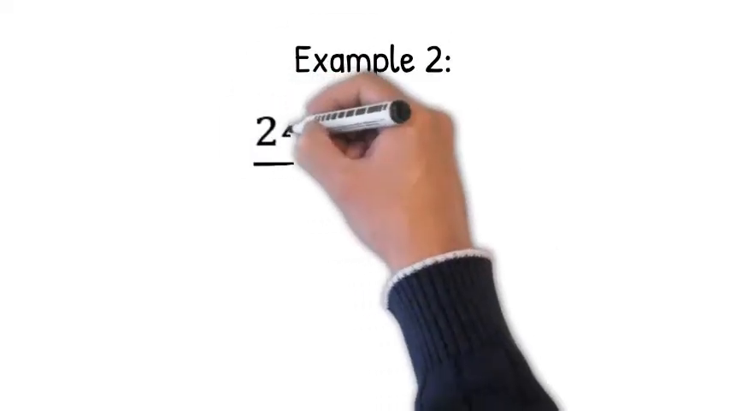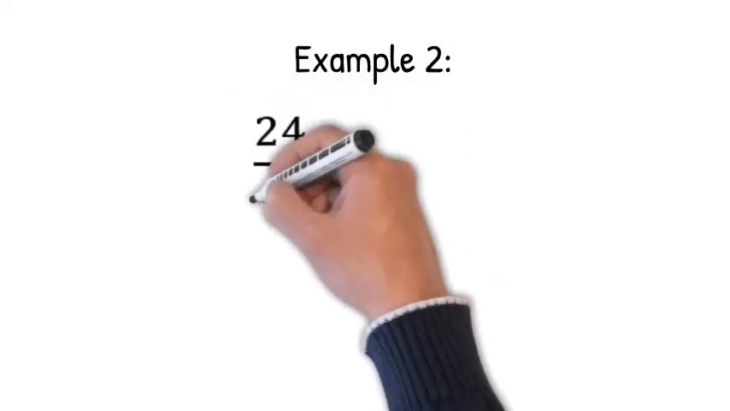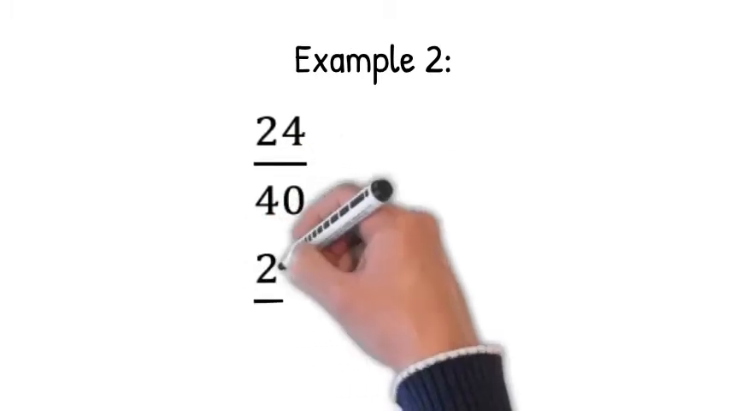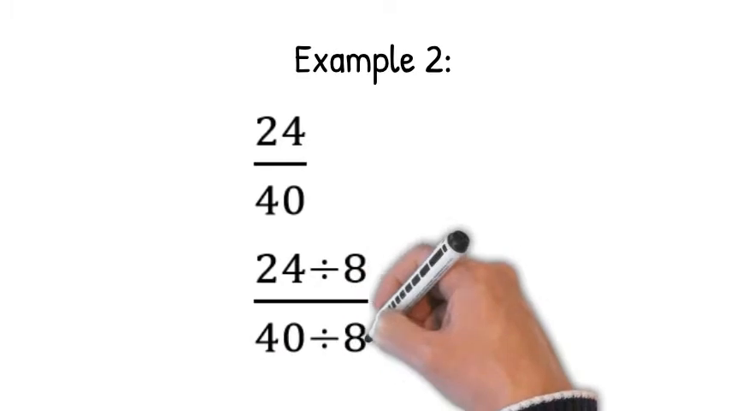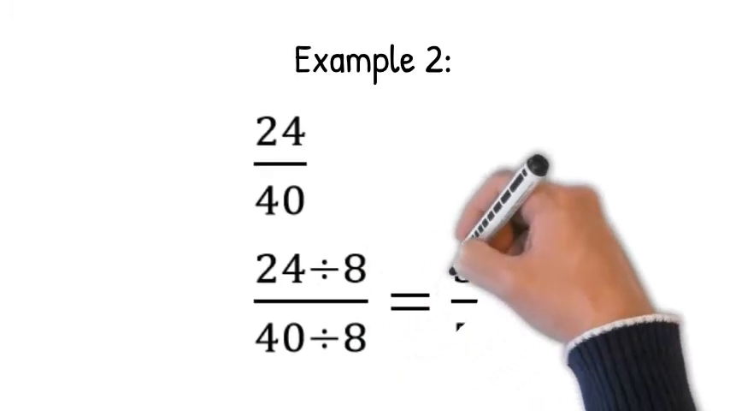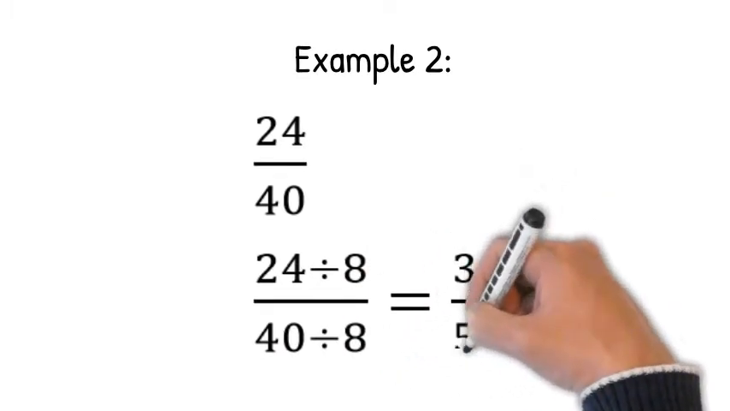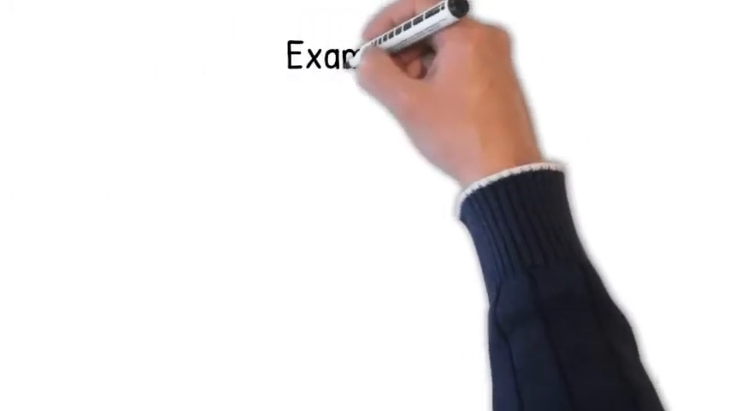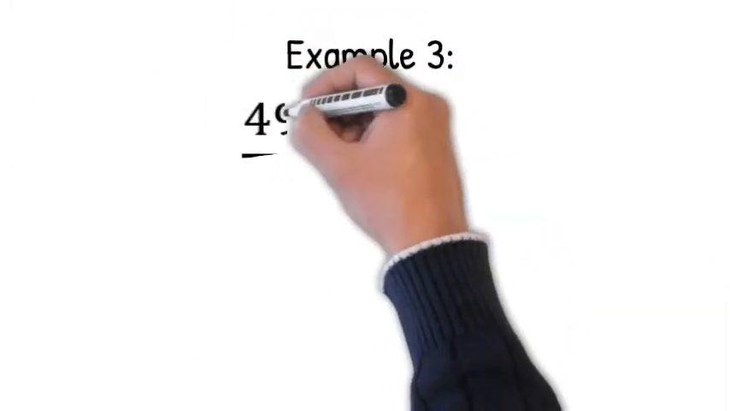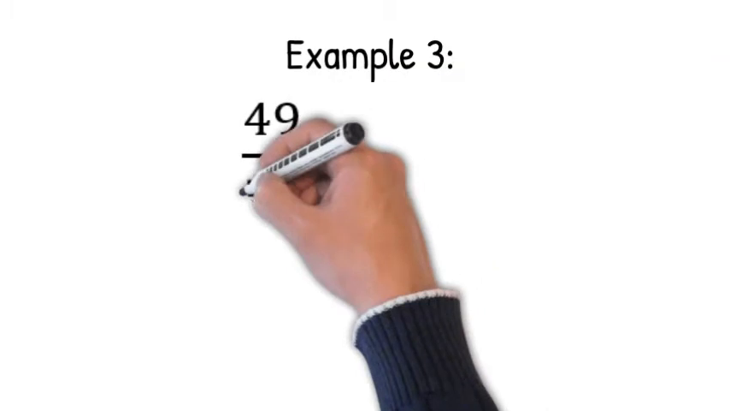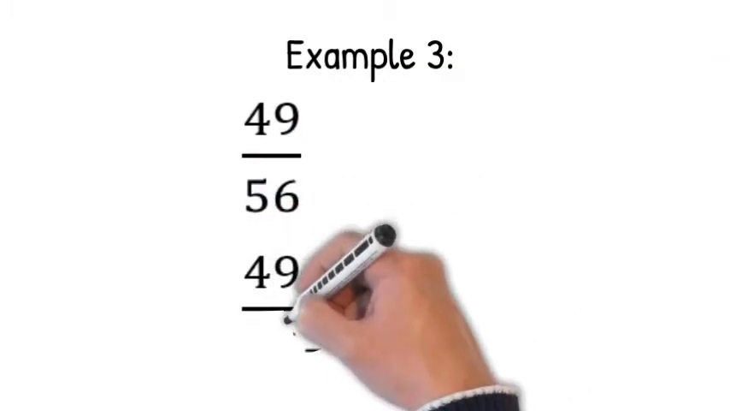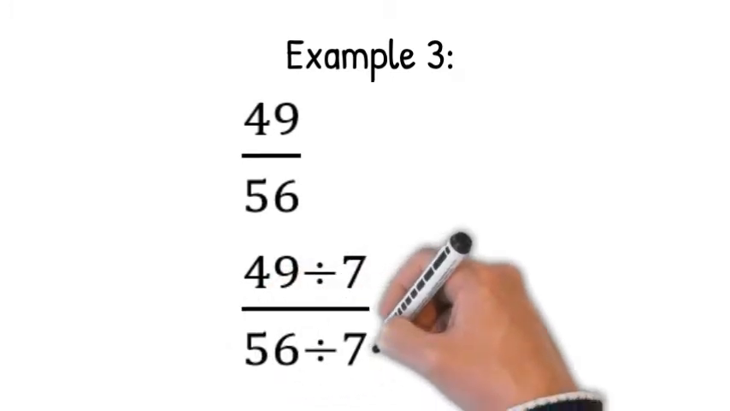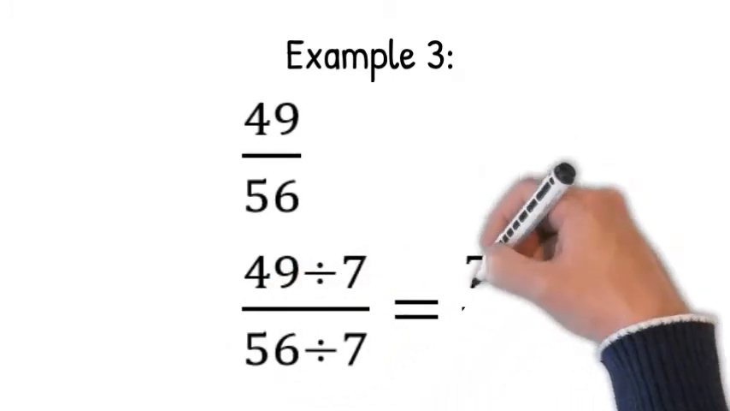Example number 2, 24/40. Both numerator and denominator are divisible by 8. So 24 divided by 8 over 40 divided by 8 is equal to 3/5. Another example, 49/56. Both numerator and denominator are divisible by 7. So 49 divided by 7 over 56 divided by 7 is equivalent to 7/8.